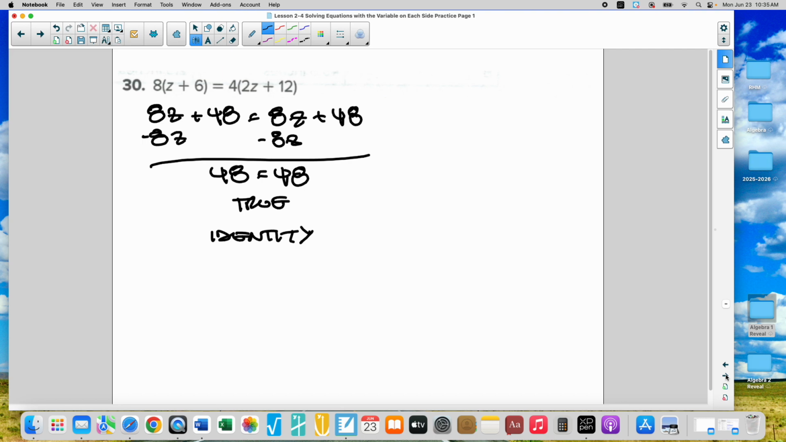All right, this is just page 1. Keep working on this. This is important stuff. This is variables on each side.